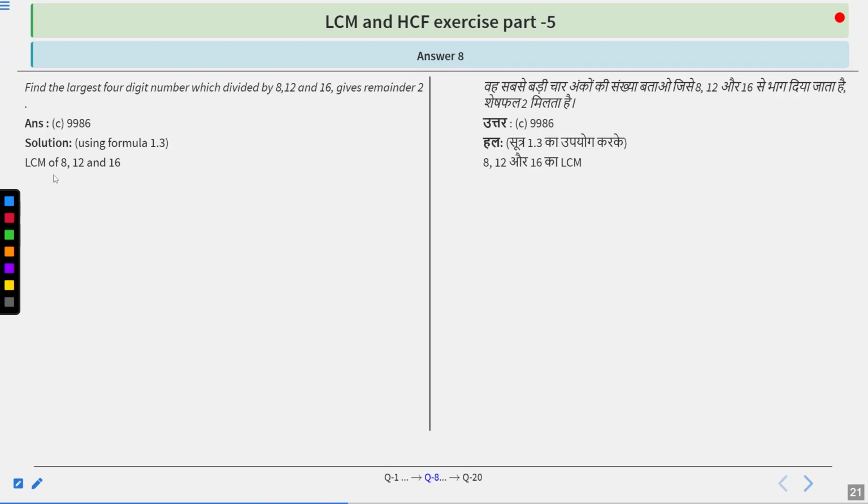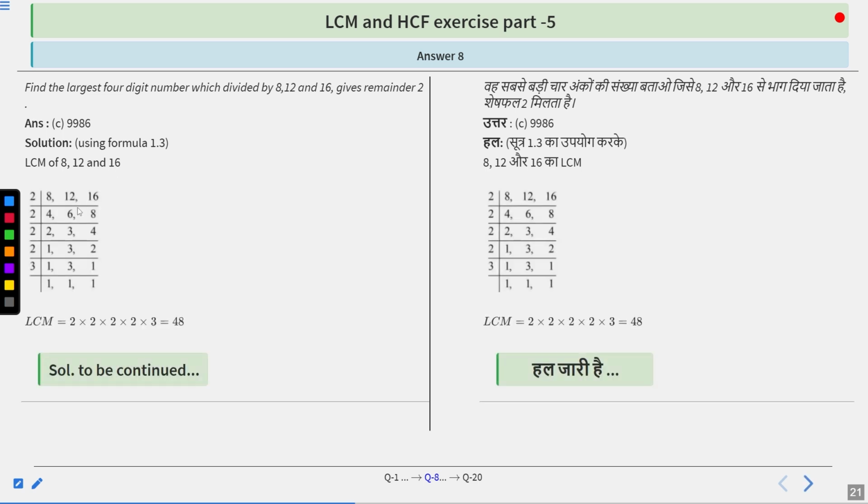Now, LCM of 8, 12, and 16. We can use the common division method. So 2 fours are 8, 2 sixes are 12, 2 eights are 16. And we will keep on dividing the terms until we get 1, 1, 1 in the end. And LCM is the multiplication of 2 into 2 into 2 into 2 into 3. That is 48 is the LCM.